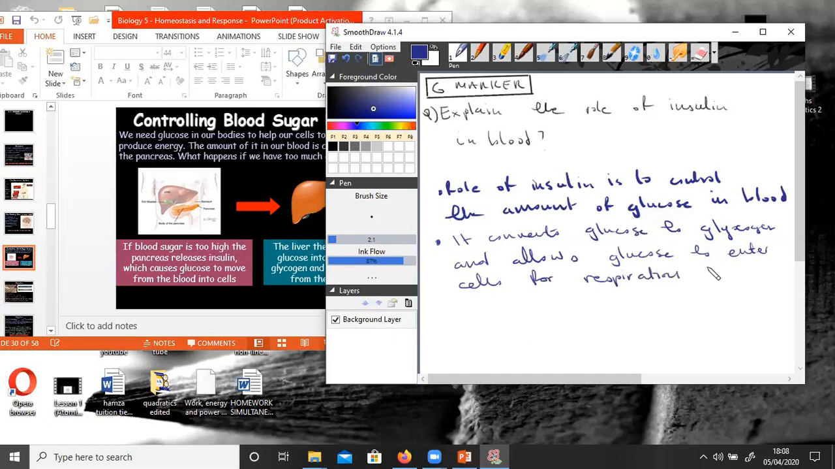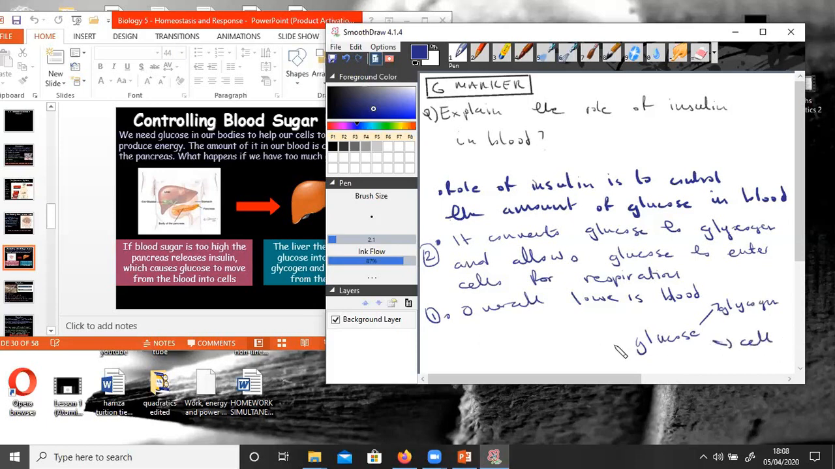It lowers your blood sugar. So we can say over here, overall, lowers blood sugar. That's the first thing we could say. And the second thing we could say is this. It lowers blood sugar. How does it do that? It converts glucose to glycogen and allows glucose to enter the cells for respiration. So there's two ways. The glucose gets turned into glycogen and it goes in the cell. So if you have glucose, two things can happen to it. Just remember that. Glucose either becomes glycogen or it goes in the cell.